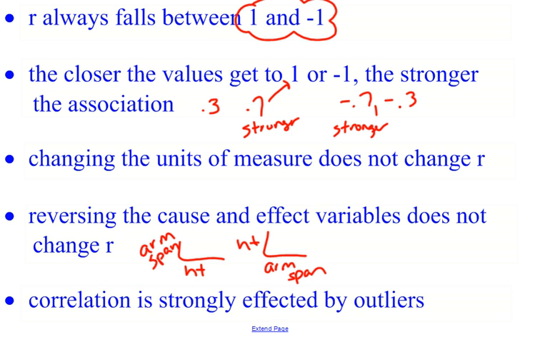And the correlation is strongly affected by outliers. Let's say I have this, which would be a strong positive correlation. Having a dot right there would strongly affect my r value. So outliers make a big difference.